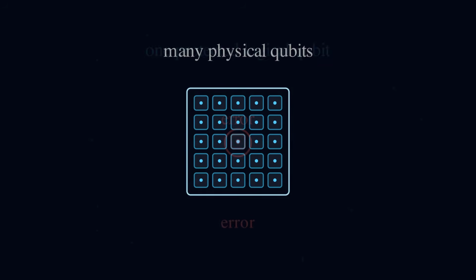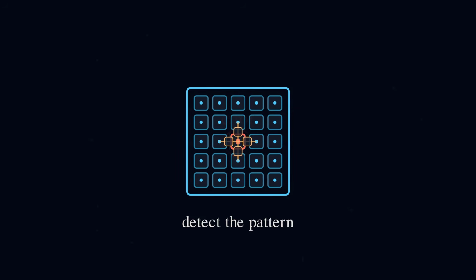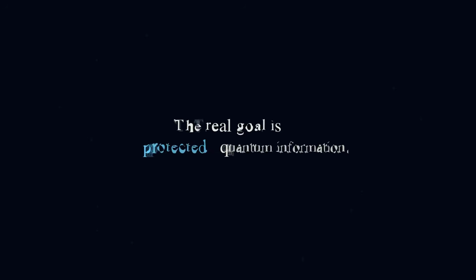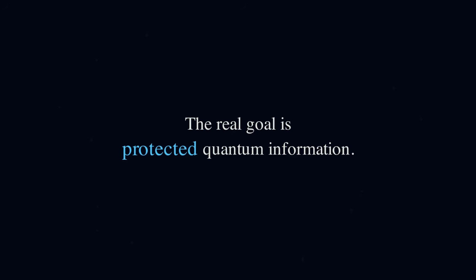It spreads one logical qubit across many physical qubits. Then it checks for signs of errors without reading the quantum state itself. That is why more qubits alone is not the real goal. Physical qubits are not the same as logical qubits. The real goal is protected quantum information.